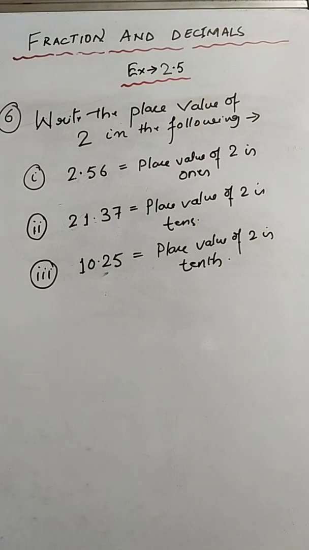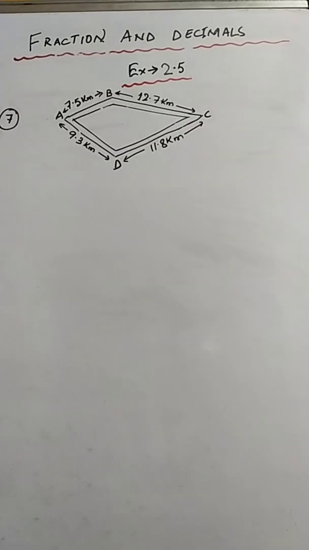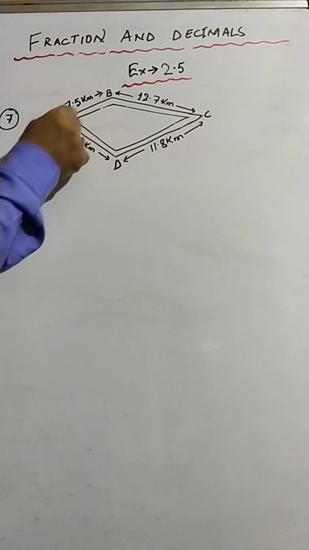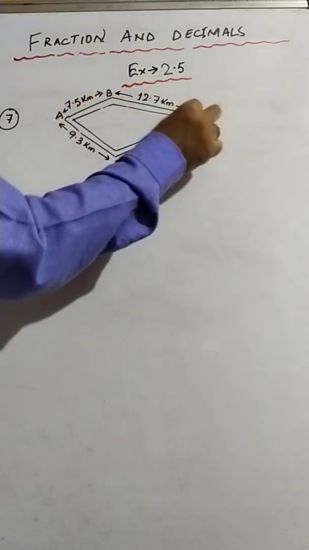Now let's move on to sum number 7. So this is question number 7. This is a very interesting question, students. Now see, this is a path. Okay, this is a path, that is A to B to C. These are all the paths given.